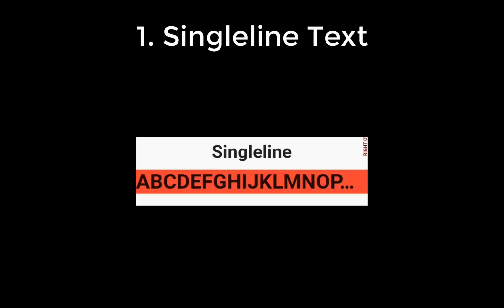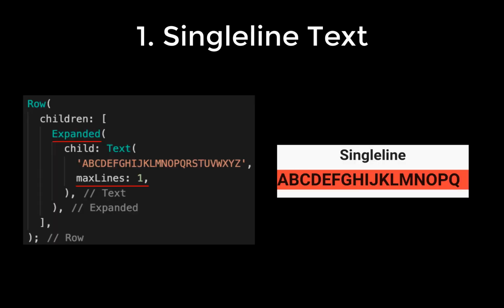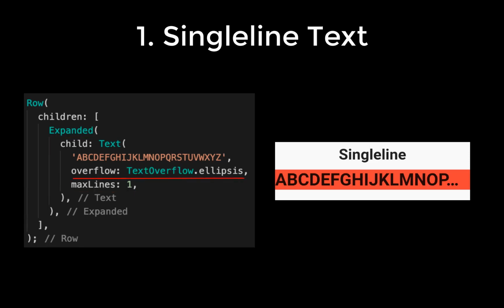The first solution is to limit the text to a single line. Therefore, wrap your text widget into an expanded widget and set the max lines property to 1. As a result, the overflow disappears and the overflowed text on the right side is clipped away. To also indicate that the text is not displayed in full length, simply add the text overflow ellipsis, and with this, 3 dots will appear at the end of the line where the text is normally overflowed.